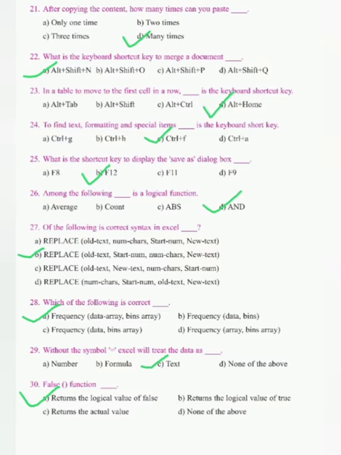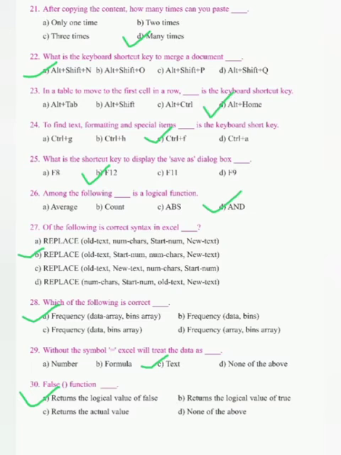In a table, to move to the first cell in a row, dash is the keyboard shortcut key. A. Alt plus Tab. B. Alt plus Shift. C. Alt plus Control. D. Alt plus Home. Answer: Alt plus Home.